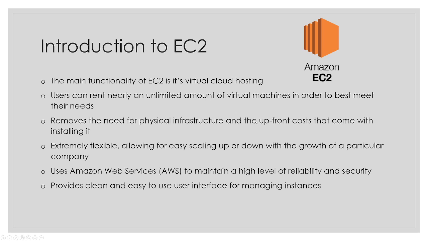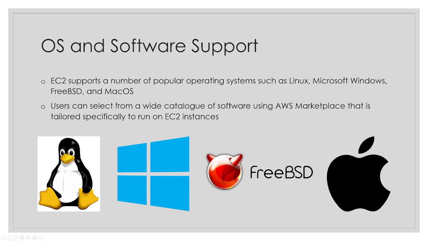All right, so moving on here. So OS and software support. So EC2 supports a number of popular operating systems such as Linux, Microsoft Windows, FreeBSD, and Mac OS. It also has support for a number of other operating systems such as Ubuntu, Red Hat, CentOS, and other Debian-based systems. And this list is also constantly expanding, and Amazon is always updating the amount of operating systems they support.